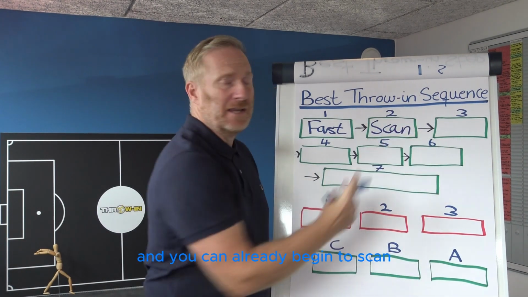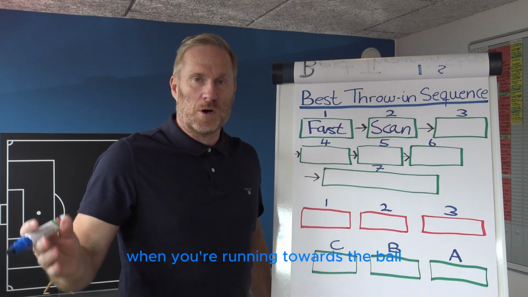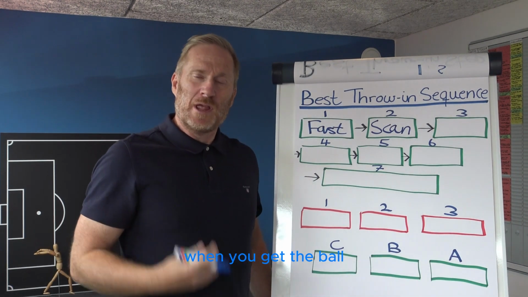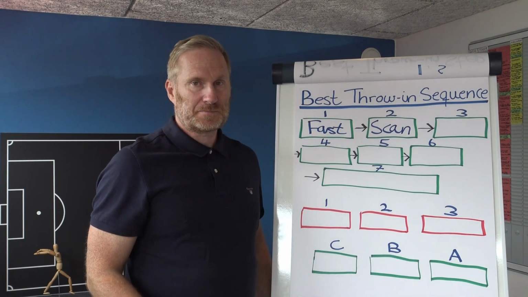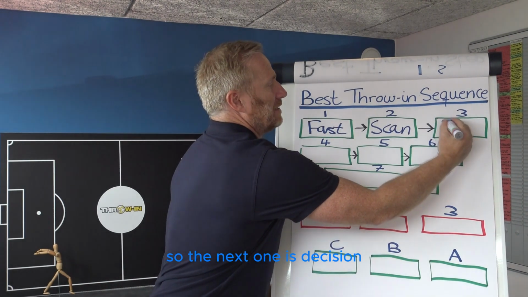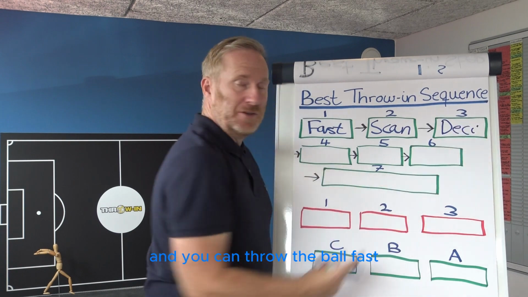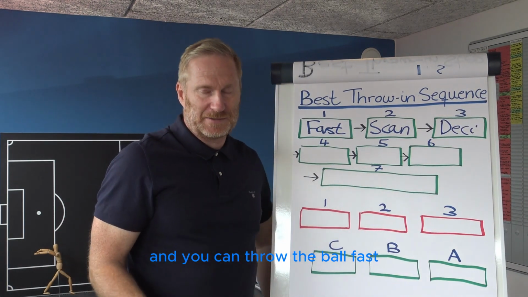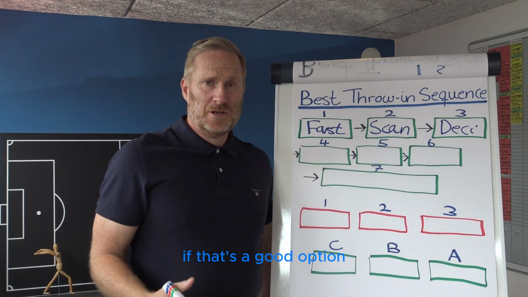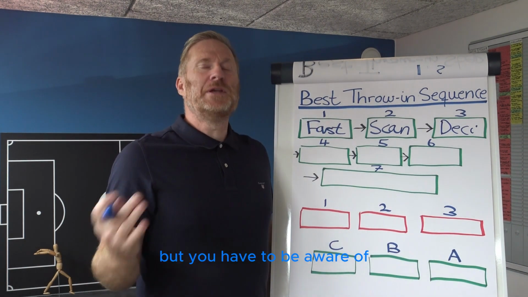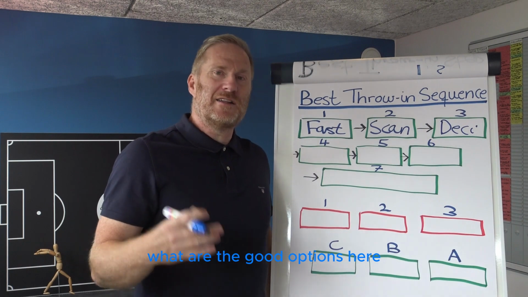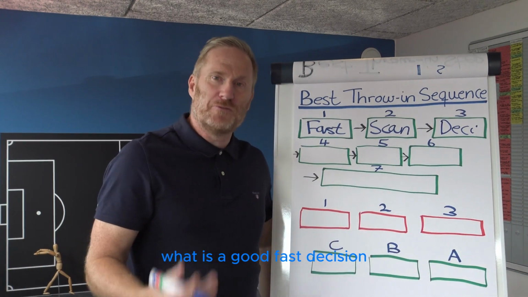And you can already begin to scan when you're running towards the ball. But of course, when you get the ball, have the ball in your hands, then you can scan fast and take a decision. So the next one is decision. And you can throw the ball fast if there's a good option. Of course, you have to take a fast decision, but you have to be aware of what are the good options here.